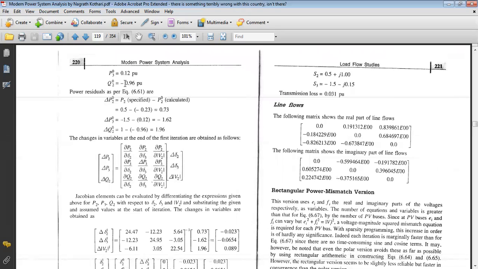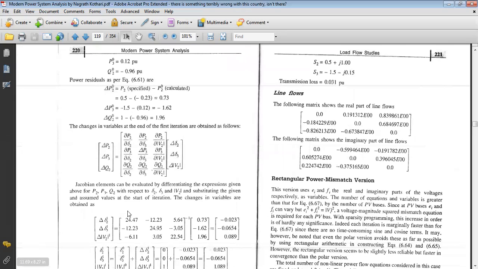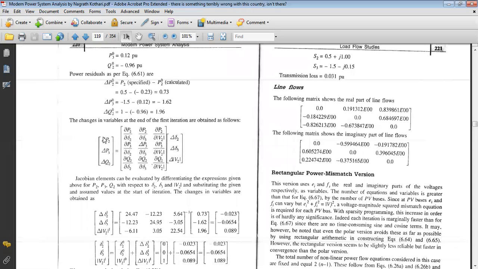This is the calculated power value, and if we subtract this calculated power from the specified or given power, we can find the power mismatch value. Now these values we have to put here because this is the power mismatch matrix. Next, this is the correction matrix, and the middle portion is the Jacobian matrix. So we have to calculate the Jacobian matrix first.